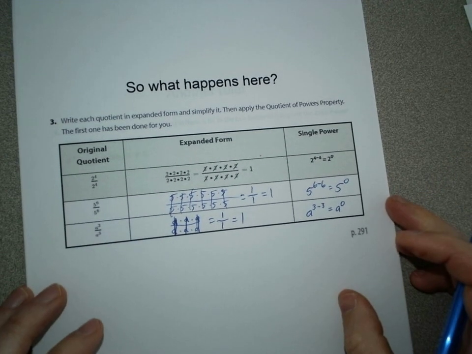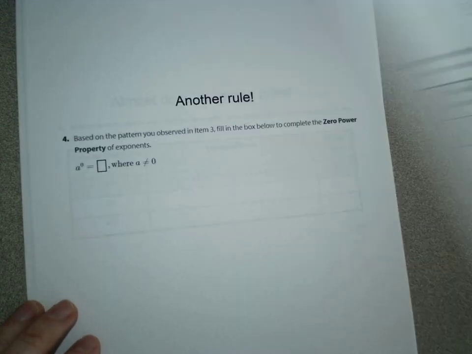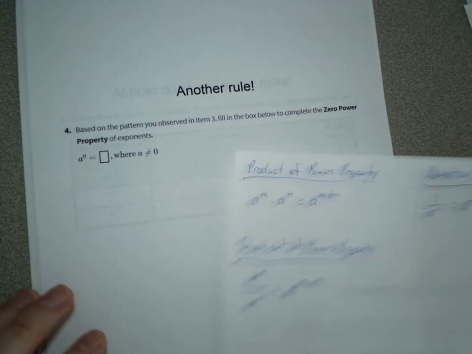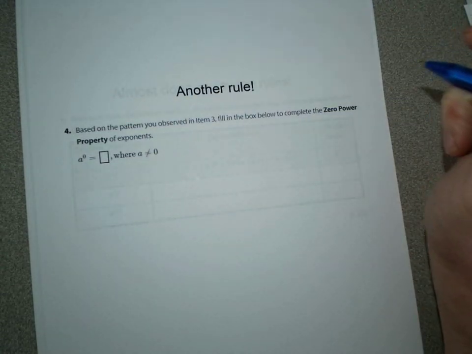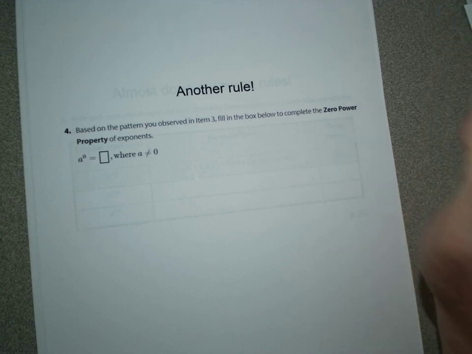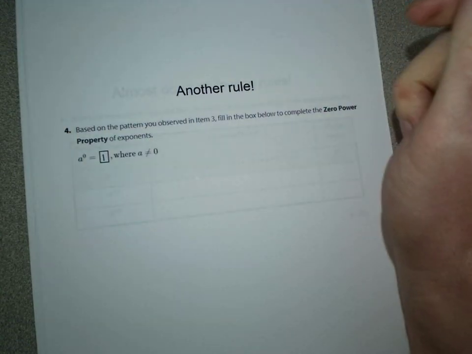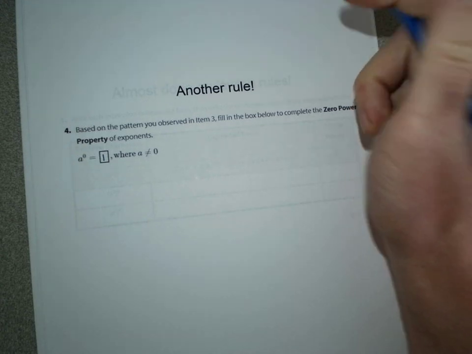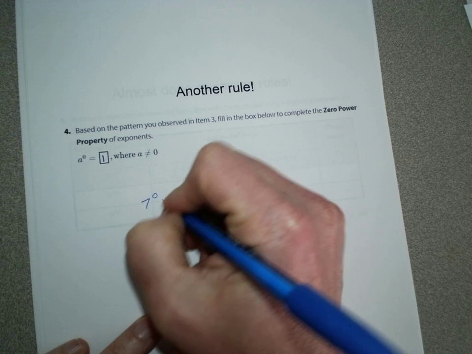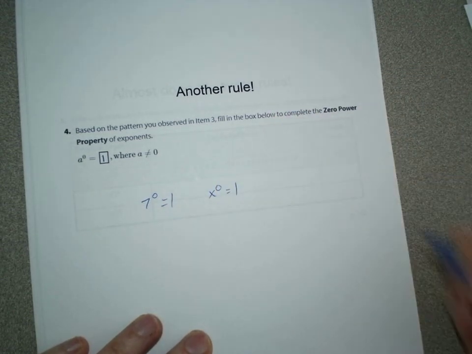And this is interesting because we get a new rule out of it. And if anything, you know that I love new rules, right? So we have what is called the zero power property rule. The zero power property rule says that a to the power of 0 is 1. Anything, no matter what it is, if I put it to the power of 0, it is 1. If I say 7 to the power of 0, that is 1. If I say x to the power of 0, that equals 1.